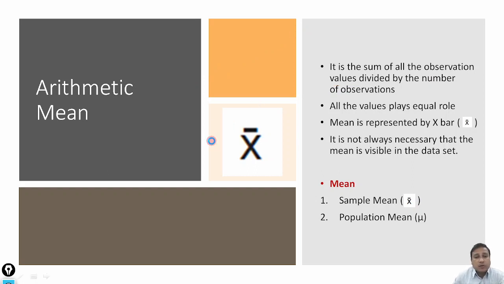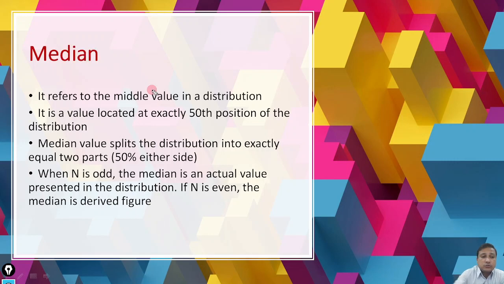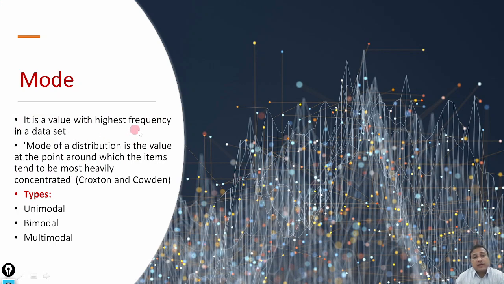What is median? Median is the middle value in a distribution, a value located at exactly the 50th position, and that is why median is also known as a positional value. What is mode? Mode is a value with the highest frequency in the data set, and mode is classified into three parts. The first is unimodal. It means if we get a single value having the highest frequency, then that is known as unimodal.